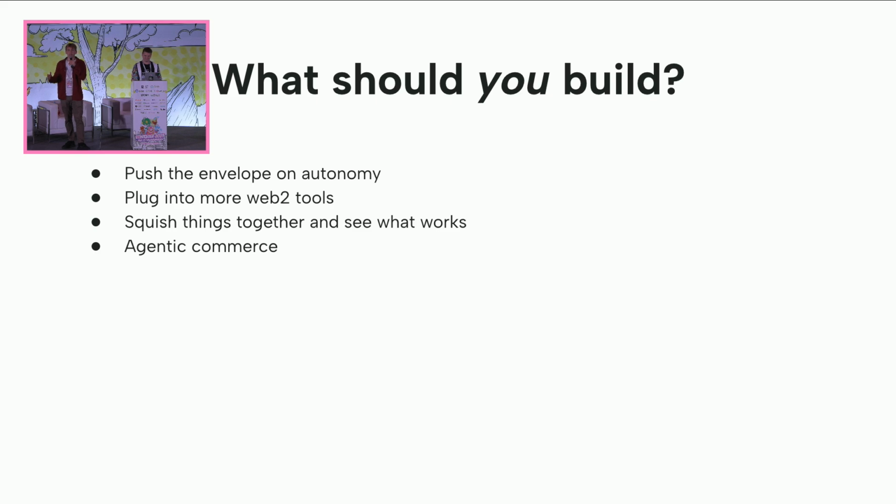The second thing I want to see is people plugging into more Web 2 tools. So starting to imagine not just crypto agents, but what happens when you give a traditional AI agent access to crypto as a payment rail. Lastly is agentic commerce. So the idea of agents starting to be your personal shopping assistant and do everything for you feels like an inevitable future, and one that we can start working towards today with the existing set of tools out there.